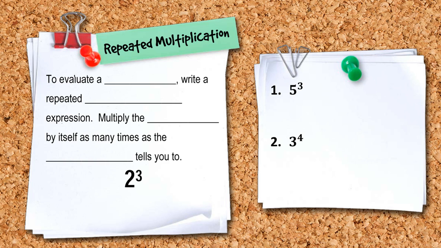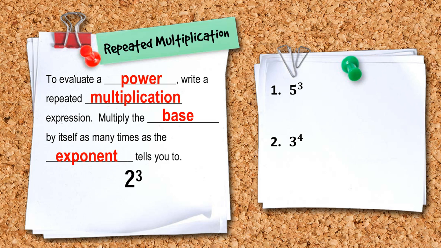Powers came about because we were tired of multiplying over and over to get particularly large values or dividing down to get particularly small values. So, because they're related, to evaluate a power, write a repeated multiplication expression. You do this by looking at the base and the exponent. Remember, knowing what your base and what your exponent is will really help you. Multiply the base by itself as many times as the exponent tells you to.